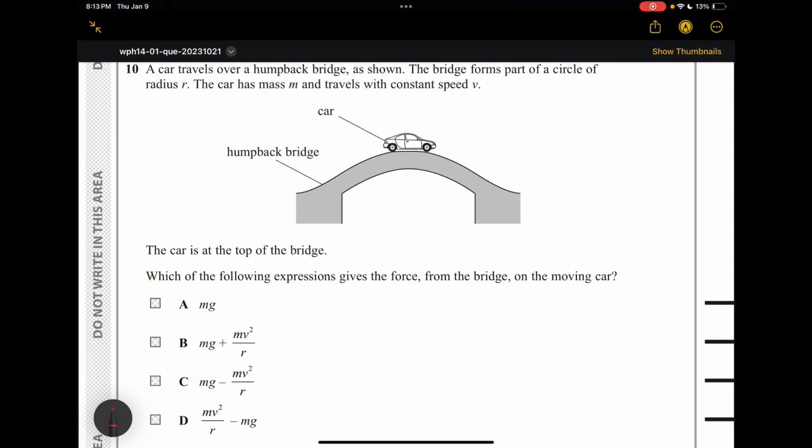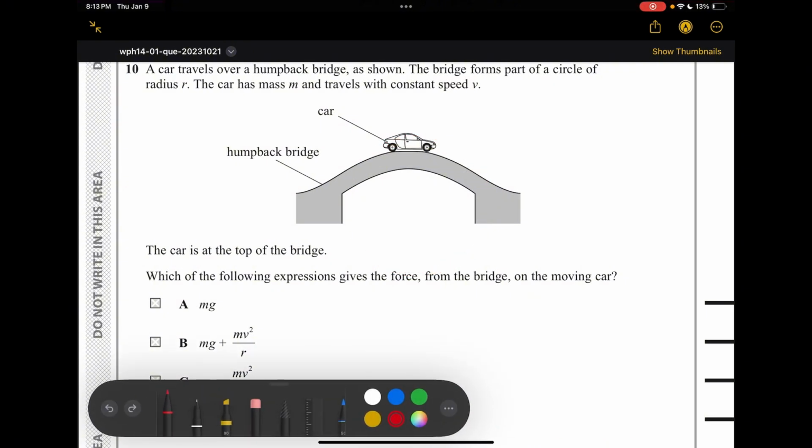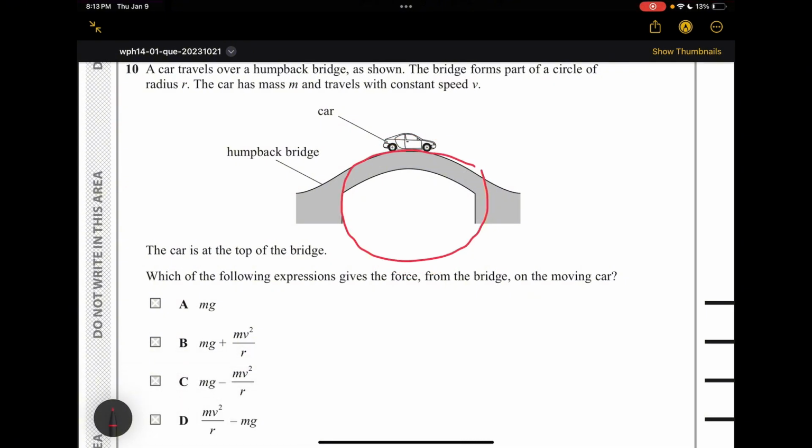Alright, a car travels over a humpback bridge as shown. The bridge forms part of a circle of radius r. So let's draw it like a circle here. We can say that the car is traveling over a circle. So this is the circle on which the car is traveling. Let me draw it in a much better way. Okay, so the car is traveling over a circle with constant speed and mass m, and the radius is given.